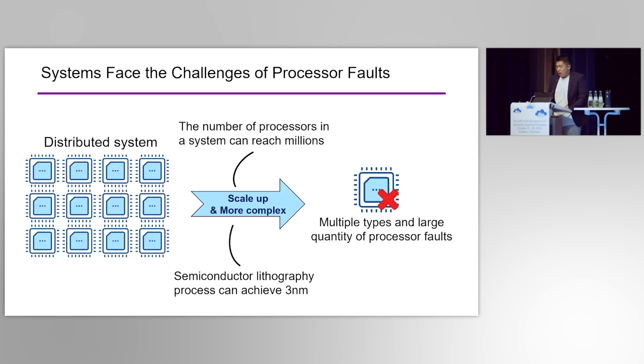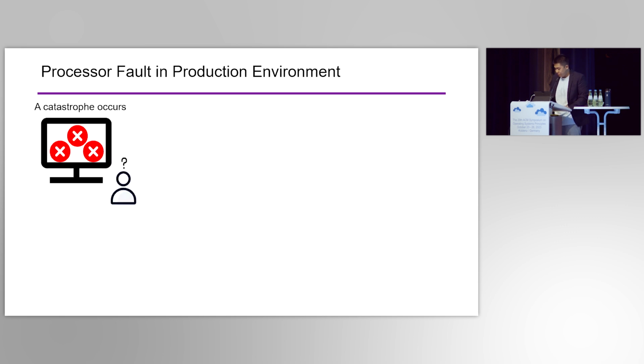Distributed systems have a rapid development. Firstly, the number of processors in a system can reach millions. Secondly, each processor becomes more complex. Semiconductor lithography process of the processor can achieve 3 nanometers. As a result, distributed systems face the challenges of multiple types of faults and a large quantity of processor faults.